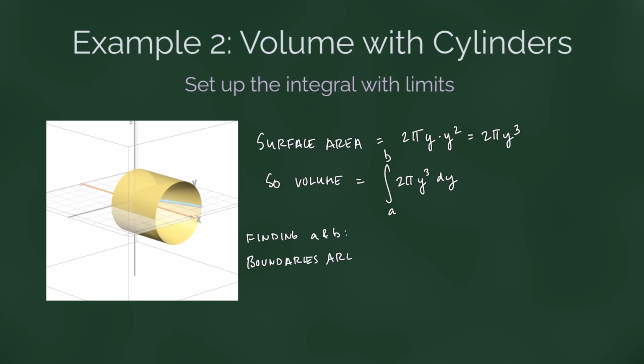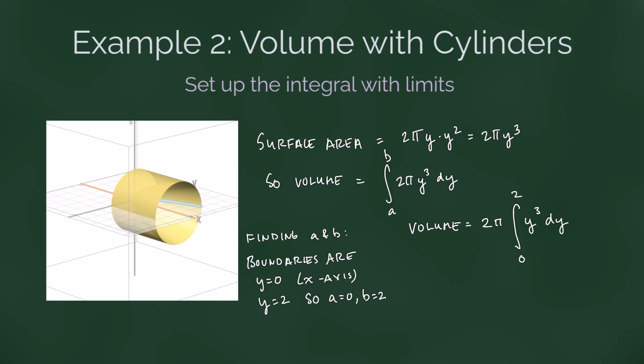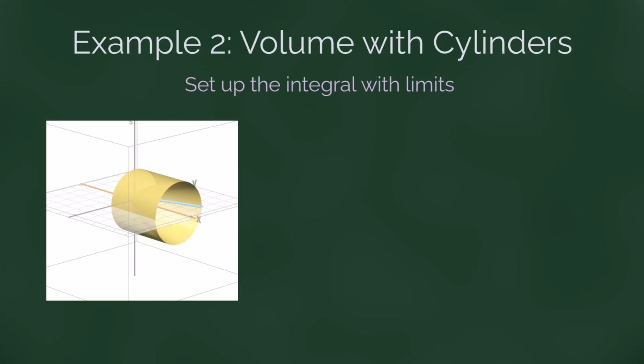We were given in the original instruction that the boundaries of this were the x-axis, y equals 0, and the line y equals 2. So those are going to serve as our a and b values. A will be 0, b will be 2. So now we know that our volume is the integral from 0 to 2 of 2 pi y cubed, and we can move that 2 pi out to the front before we integrate.